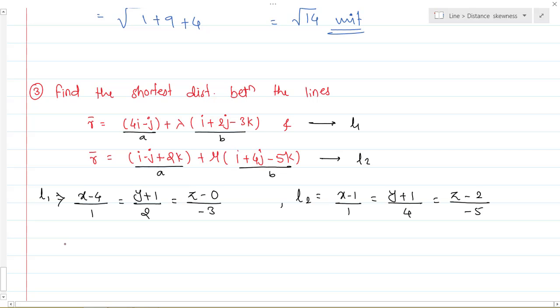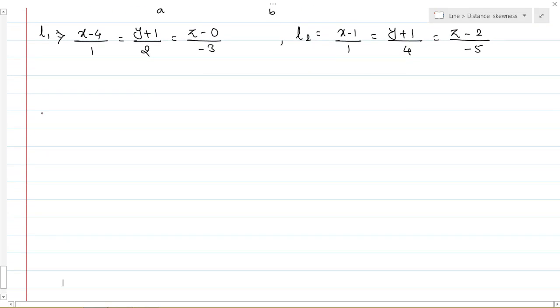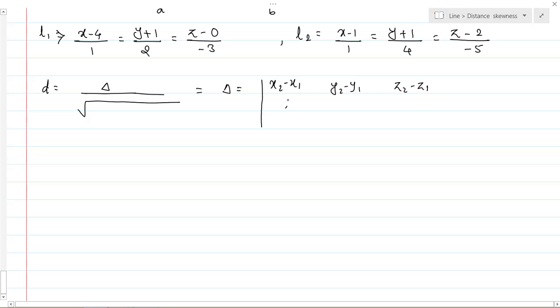Okay, so the distance between the two parallel lines is nothing but del divided by root of that bada part, which is (a m1 n2 minus m2 n1) whole square and so on. That formula is there. So first let's solve for this del, which is nothing but the determinant of x2 minus x1, y2 minus y1 and z2 minus z1, L1 m1 n1, L2 m2 and n2.